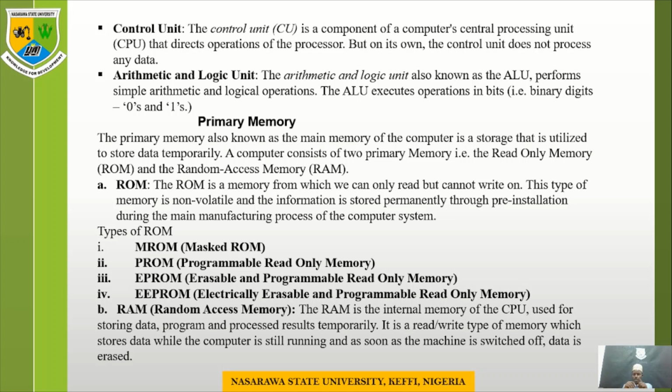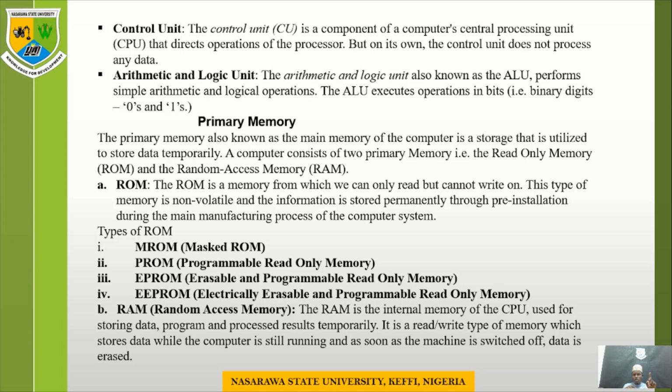The ALU executes operations in bits. A bit is a small unit of computer memory. When we talk about bits, we are talking about binary digits, that is the zeros and ones. We all know that the computer understands only zeros and ones, but because of our translator and our compiler, we can write in a high level language, and the compiler and translator will convert it to the language the computer will understand, and we'll see our result in the high level language too. So that's for the arithmetic and logic unit.